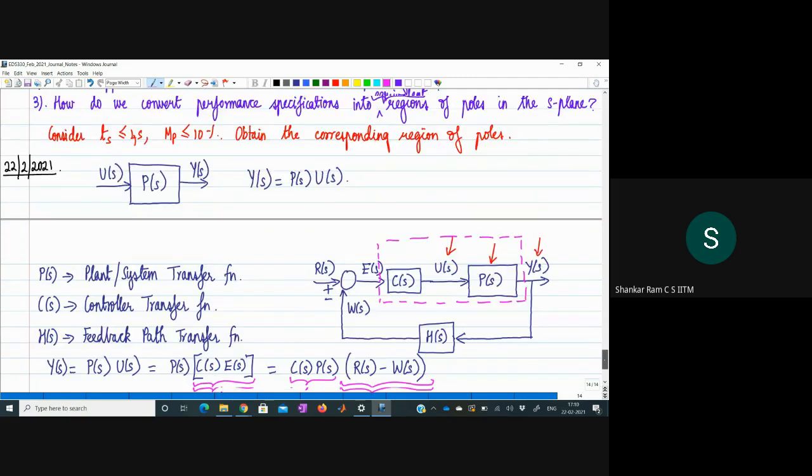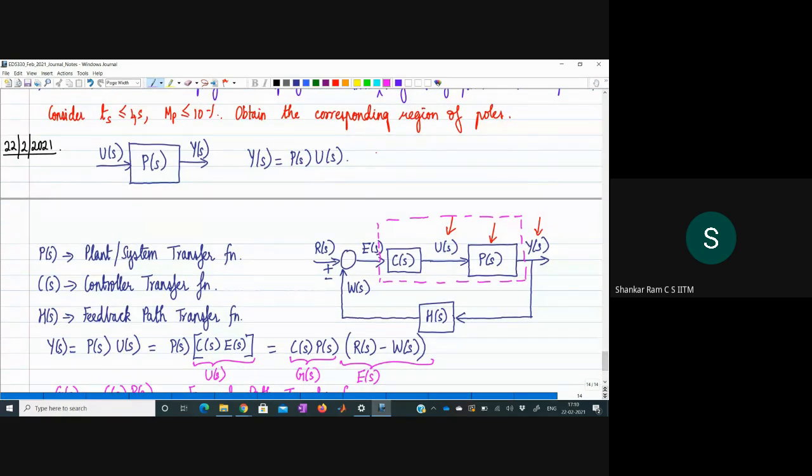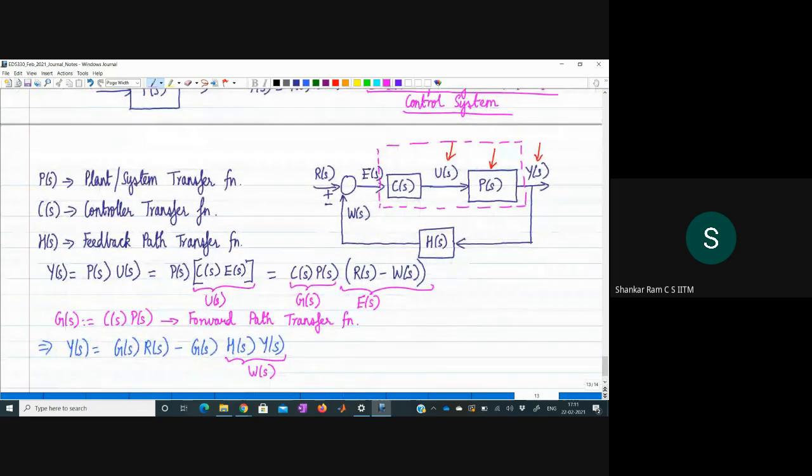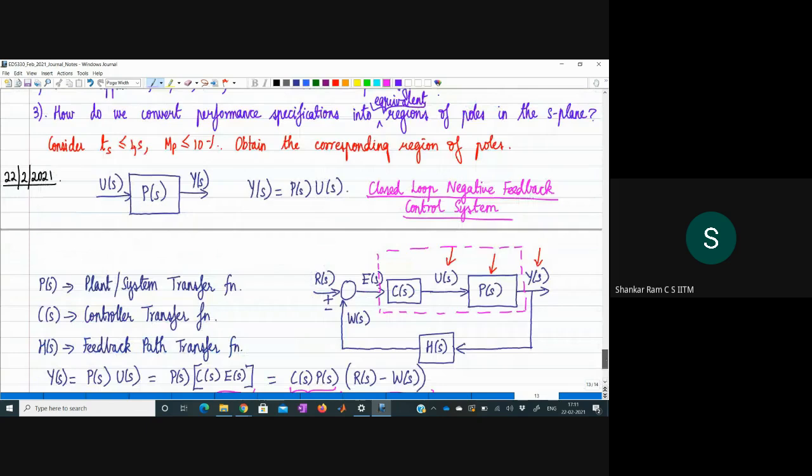If you recall, this block diagram is a representation of a closed loop negative feedback control system, which we have already looked at. I'm just reiterating this. So this is the block diagram of a closed loop negative feedback control system, and that's what we are analyzing. So this will be W of s.